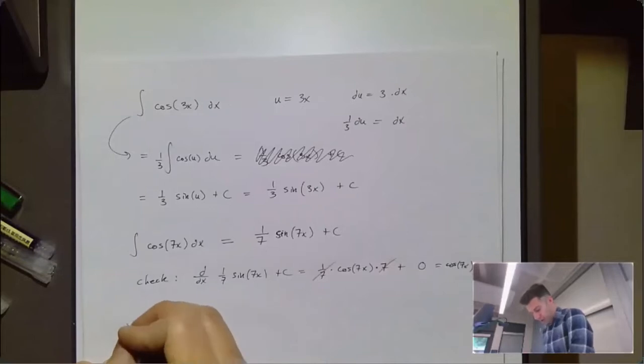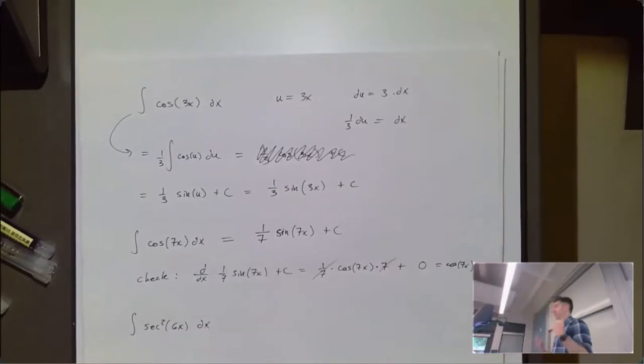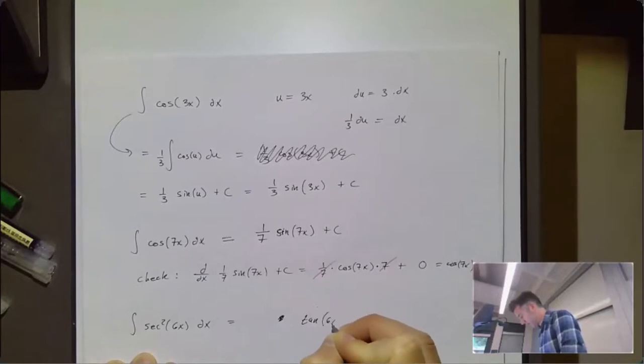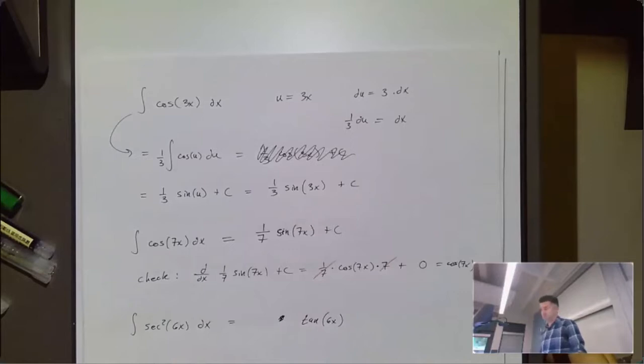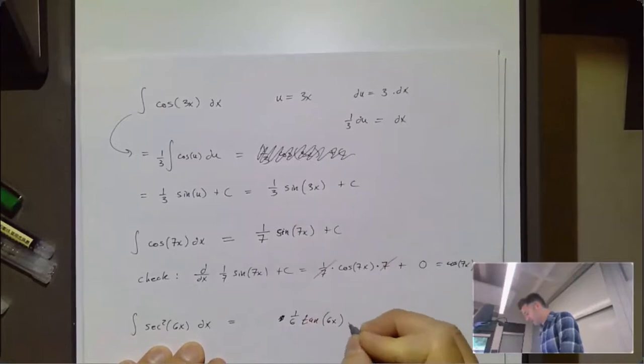In a similar way, we can see that the integral of secant squared of 6x, well, I know that the integral of secant squared of x is tangent of x, since the derivative of tangent of x is secant squared of x. So here I'm thinking it's going to be tangent of 6x. But what do I need to divide by? Well, I'm going to multiply by 1/6 or divide by 6, you can say it either way. So we get 1/6 times tangent of 6x plus c.